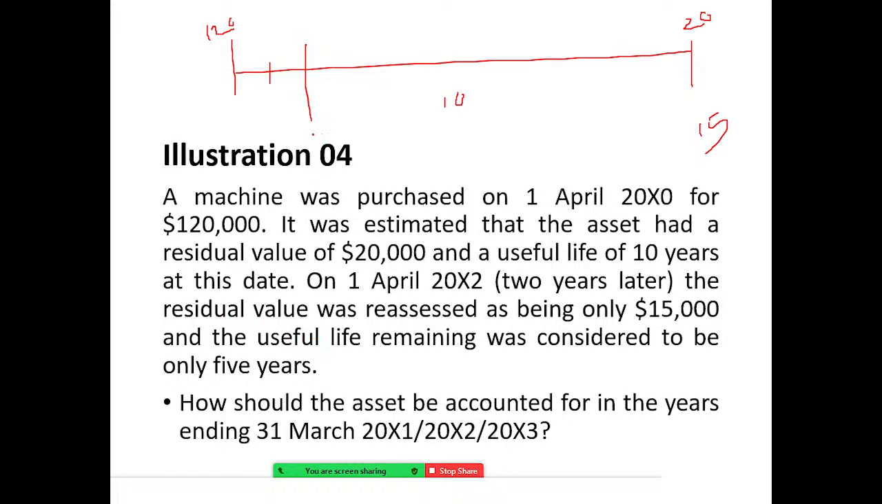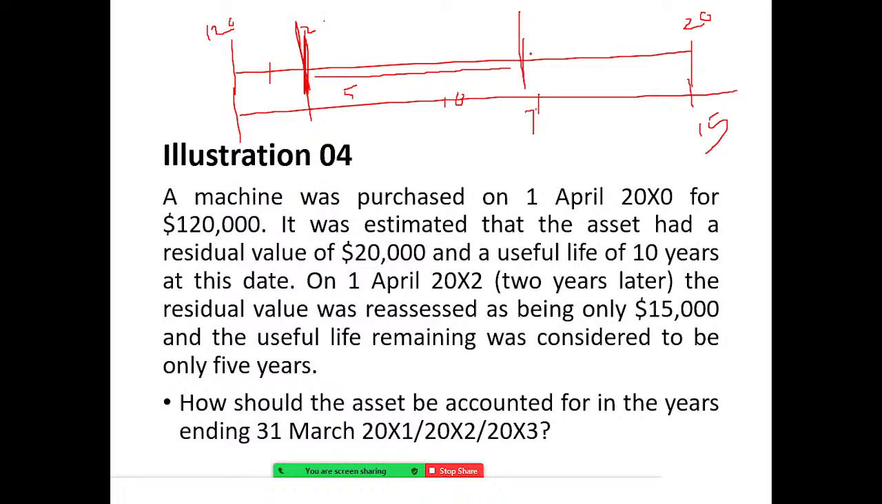and the remaining useful life was considered to be only 5 years. Now, remaining useful life is 5, so it means the end of the 7th year. So the gap is 5 years. Earlier the gap from the date of acquisition was a useful life of 10 years. Now after 2 years they review the residual value. So on this date it is 15,000.